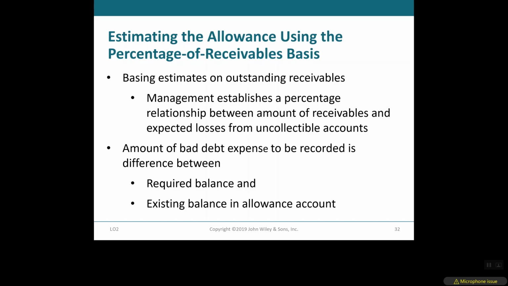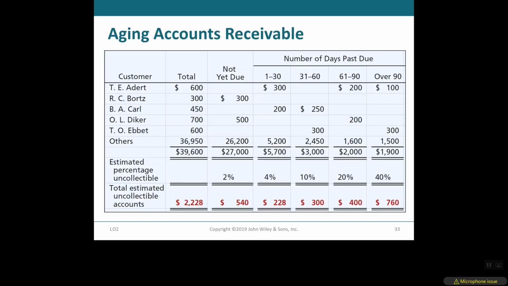When we subtract the two, whatever it gives us becomes the bad debt expense for that particular month. So here's an example. This is what we call aging. Most companies have what they call the aging spreadsheet. This aging spreadsheet gives them a snapshot or a quick look into who owes them, the total amount that is being owed, and how long they have owed it.